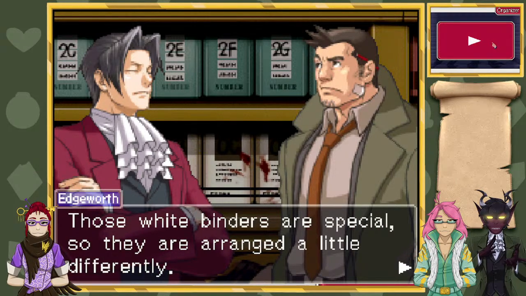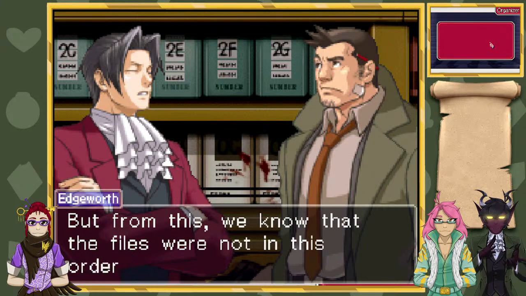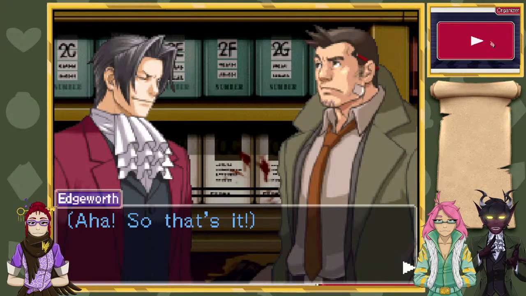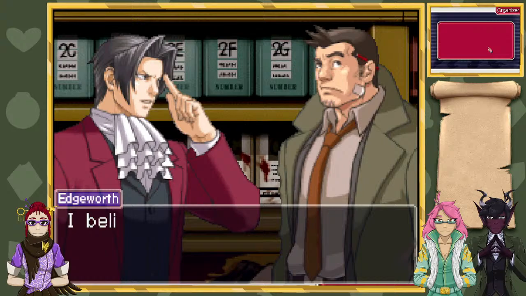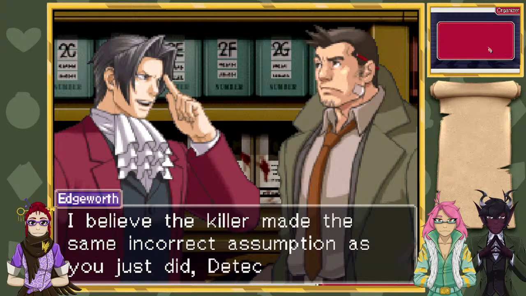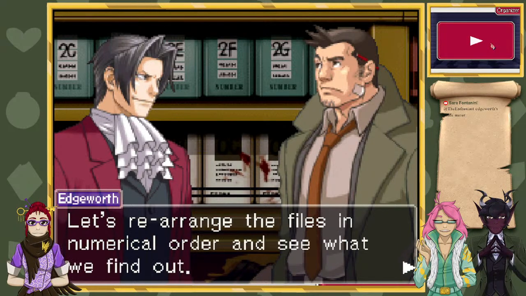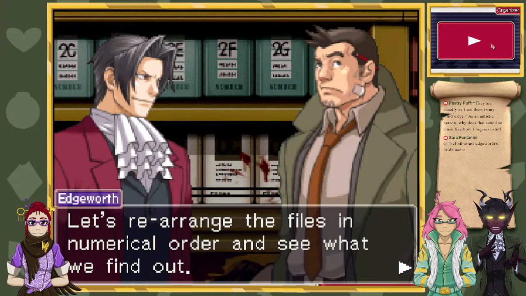Those white binders are special, so they're arranged a little differently. But from this, we know that the files were not in this order when the crime occurred. Aha. So that's it. I believe the killer made the same incorrect assumption as you just did, Detective. Rearrange the files in numerical order and see what we find out.